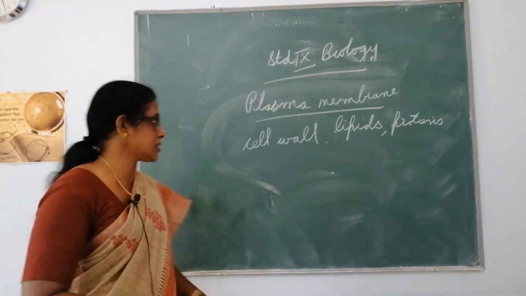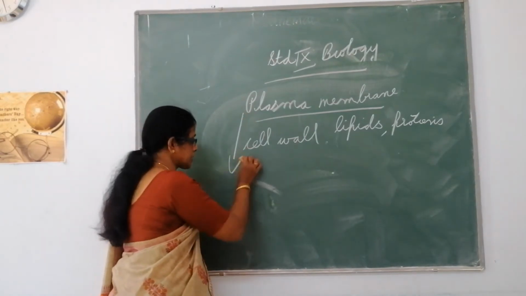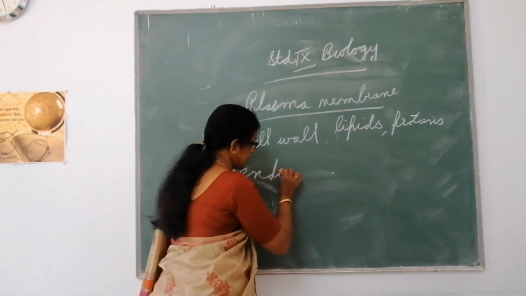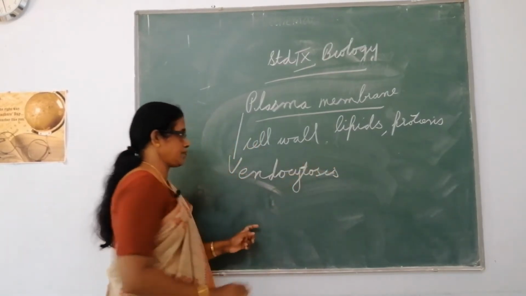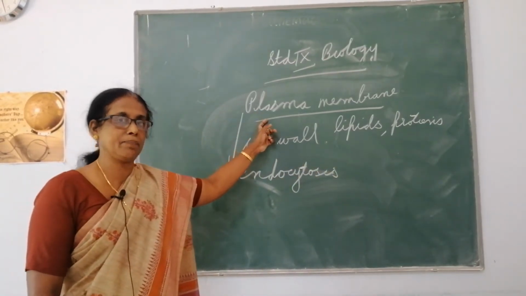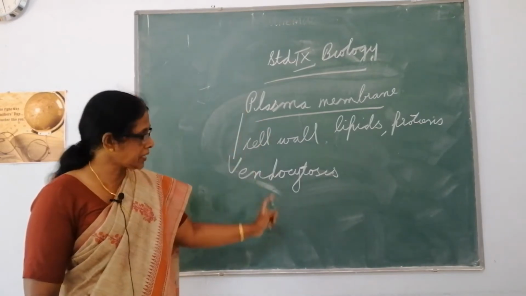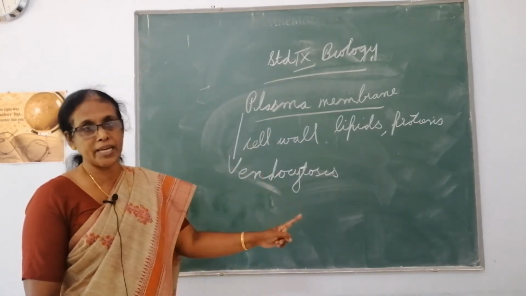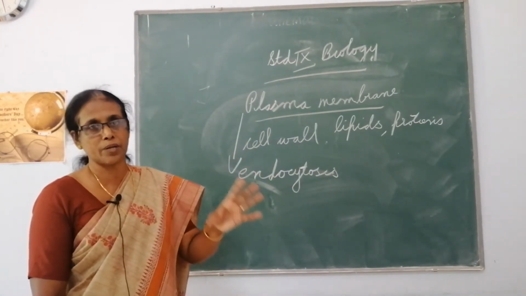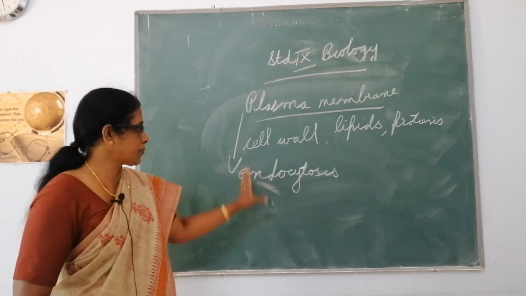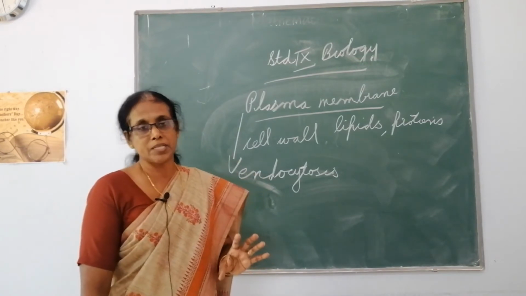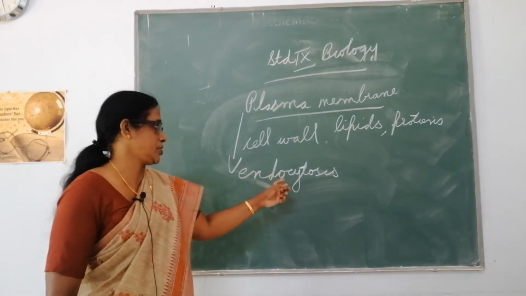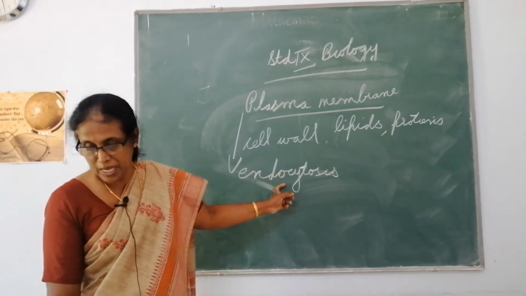Such a process is known as endocytosis. So, can you see what is endocytosis? Endocytosis means, as the plasma membrane is flexible, it can absorb food materials and other substances from the environment. So, the process of engulfing food materials and other substances from the environment is known as endocytosis.